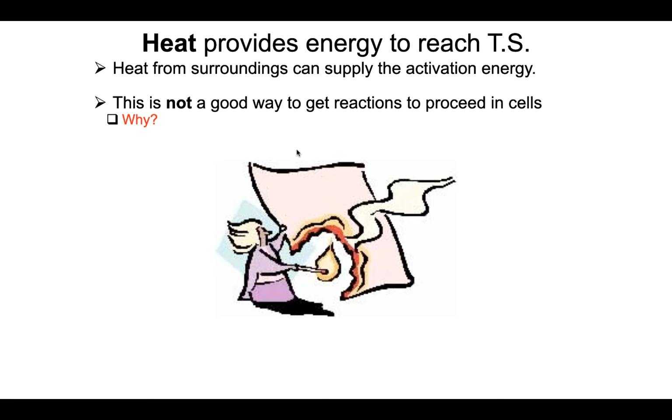Let's say we only wanted reactions A, B, and C, which are exergonic, to be sped up, but we don't want reactions X, Y, and Z, which are also exergonic, to be sped up. Heat can't do that. Heat can't be specific. You heat up a cell and all of the exergonic reactions are going to be sped up. So that's not a good way.